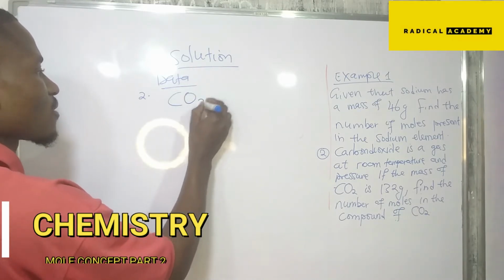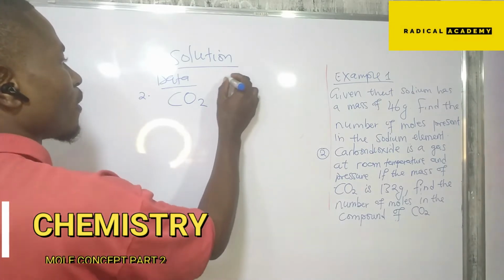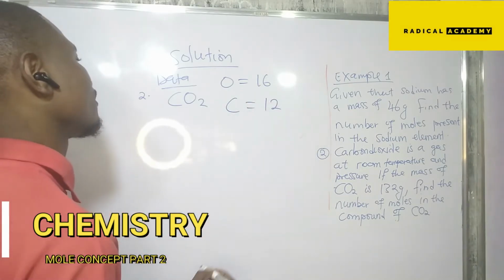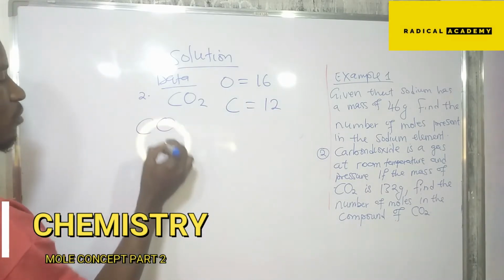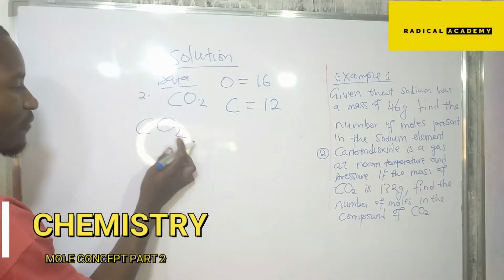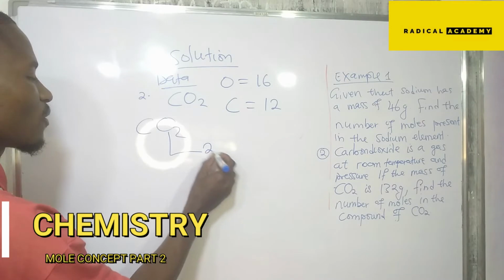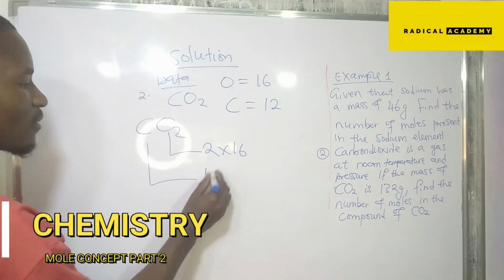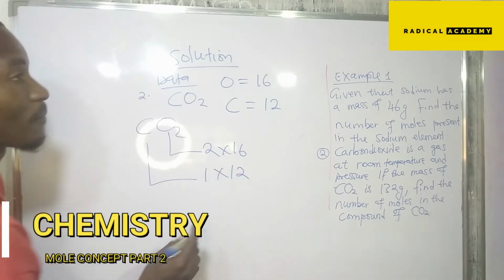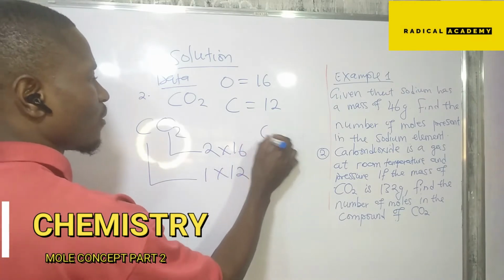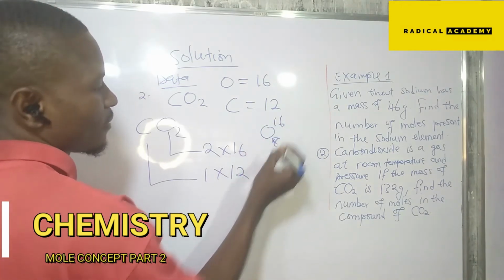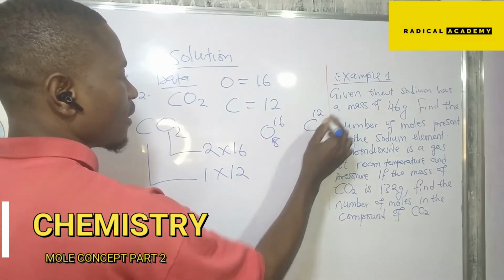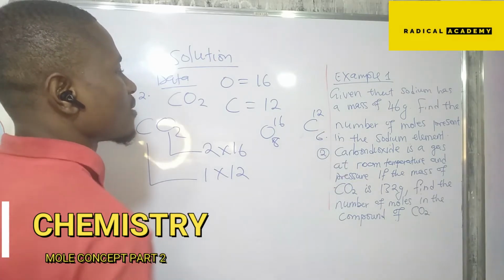For the total mass of the compound, you'll discover that oxygen has 16 and carbon has 12. Remember, the oxygen is 2 there, so we have 2 atoms of oxygen present, so it's 2 times the 16, and for the carbon it's just 1 times 12. Remember that oxygen has 16 and then 8, and carbon has 12 and then 6.